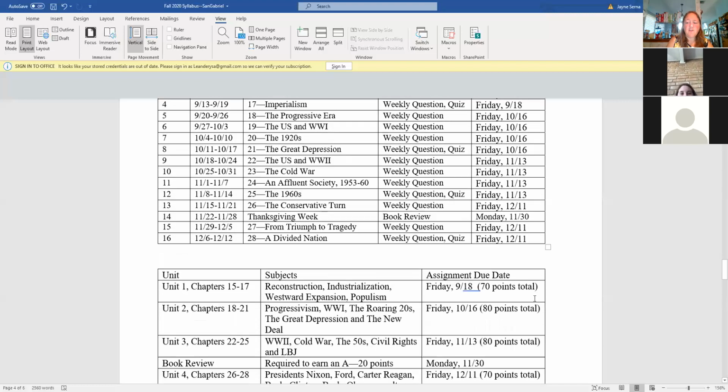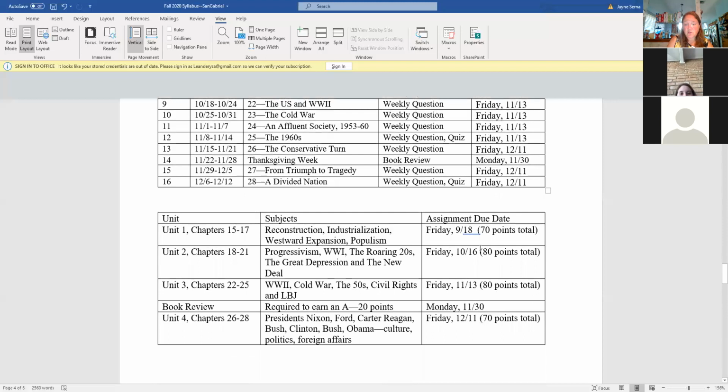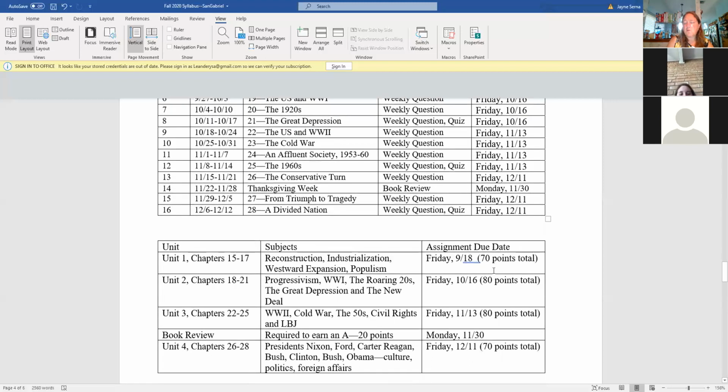Okay. And then here it tells you how many points everything is worth. Each of the weekly questions is worth 10 points. Some of the units have 3 chapters, some have 4, which is why you have the different point totals. Your quiz for each section will be multiple choice or short answer, and that'll be worth 40 points. So you've got 3 weekly questions plus a 40-point quiz, or 4 weekly questions plus a 40-point quiz. And the quizzes will be online in Blackboard.